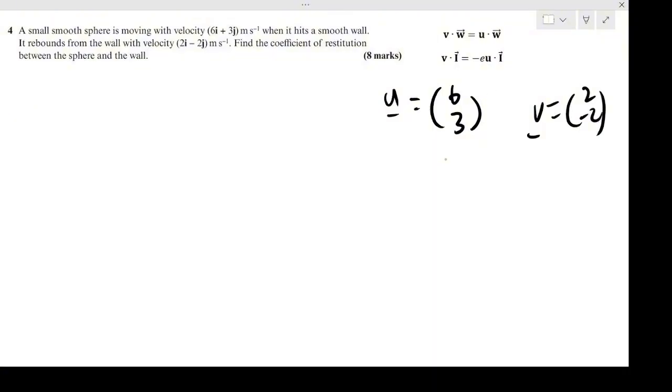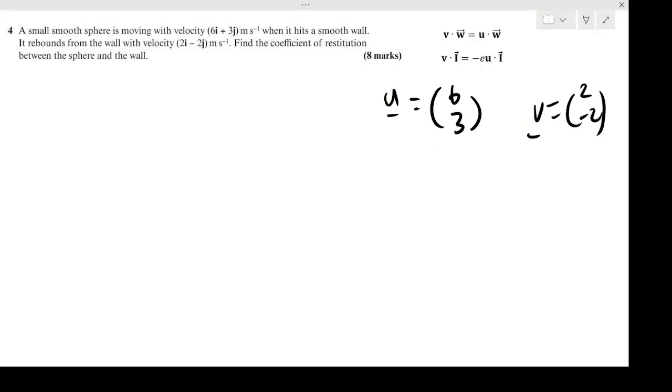But actually, stare at my two vectors, u and v. Neither of the i and j components are equal. For i, u is 6 and v is 2. For j, u is 3 and v is minus 2. So none of the components are equal, which means it can't be a vertical or horizontal wall. If both components are different, that's a big giveaway that the wall must be slanted.